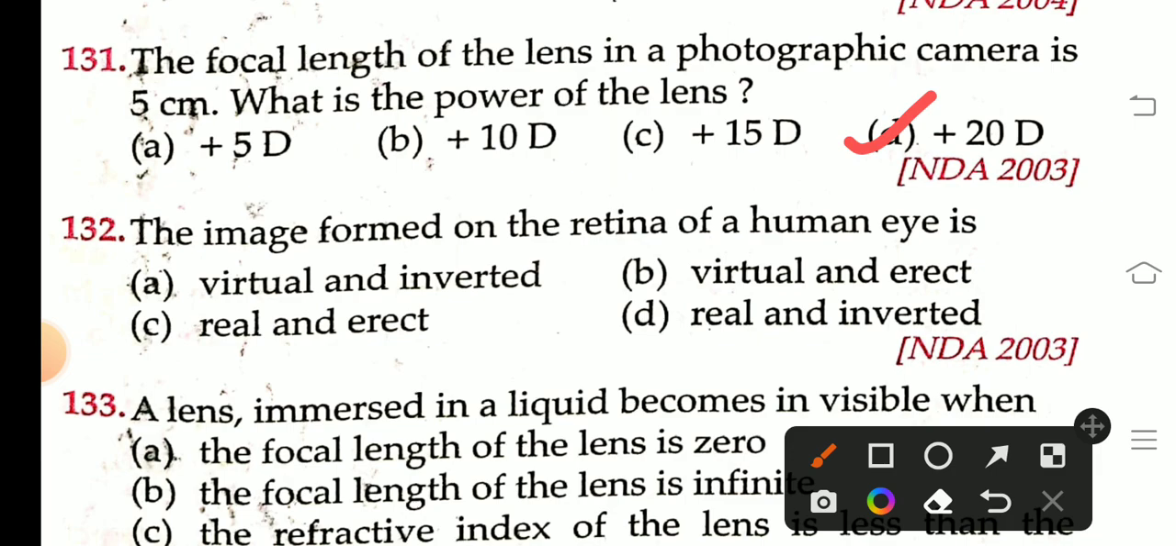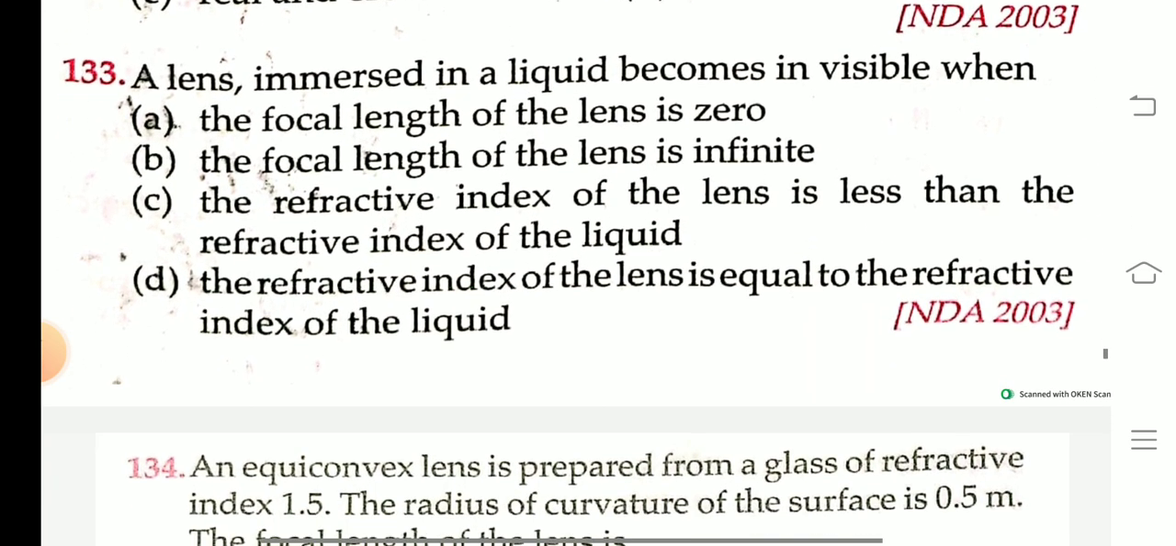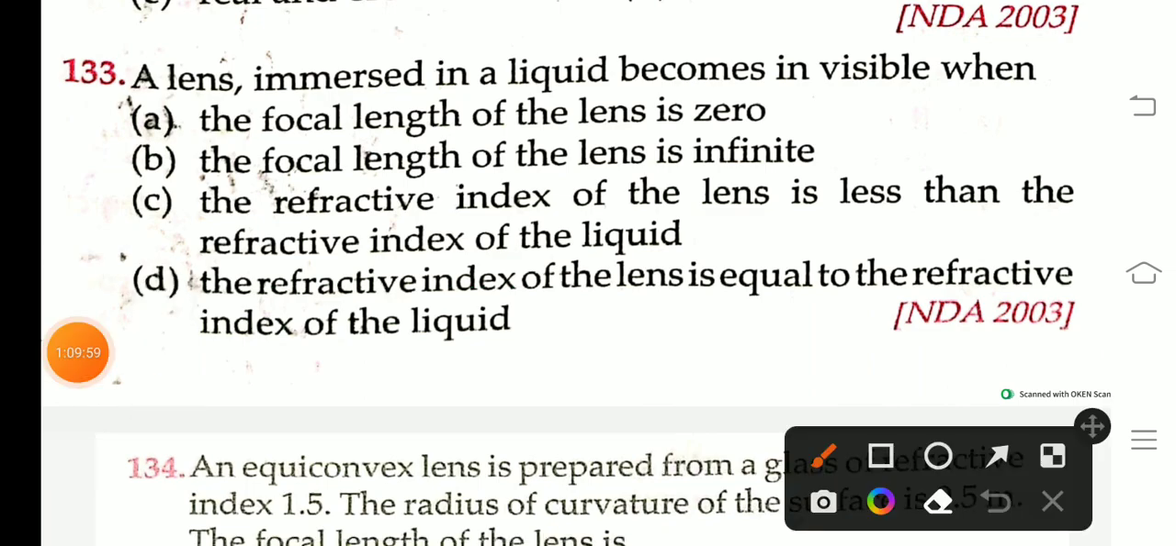Next, the image formed on the retina of a human eye is. Right answer will be option D, real and inverted. A lens immersed in a liquid becomes invisible when, right answer will be option D, the refractive index of the lens is equal to the refractive index of the liquid.